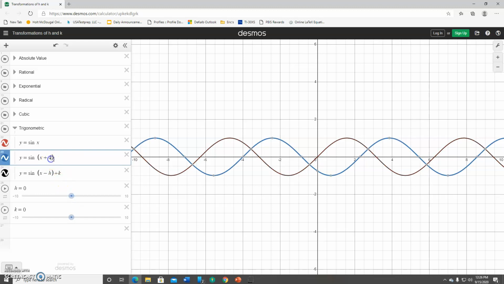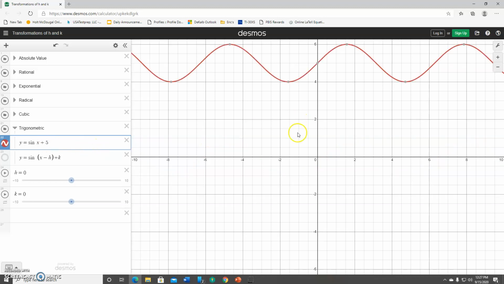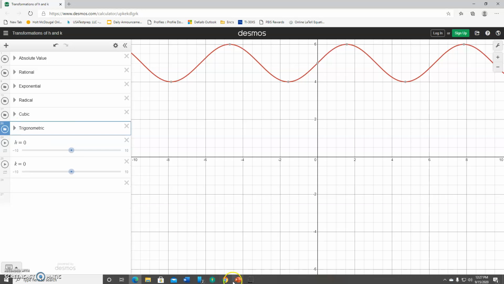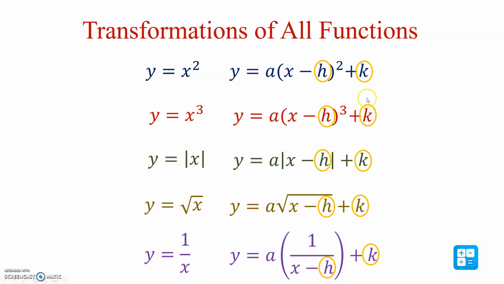So if I turn this off, let's go back. Now, did I do something I didn't want to do? I did. So let's do this. If I add, say +5, as you can obviously see, it did move it up and down. So what we'll do is go back here. All right, so that helped us to see what was happening with the h and the k.